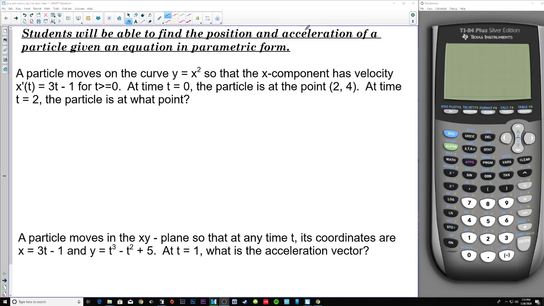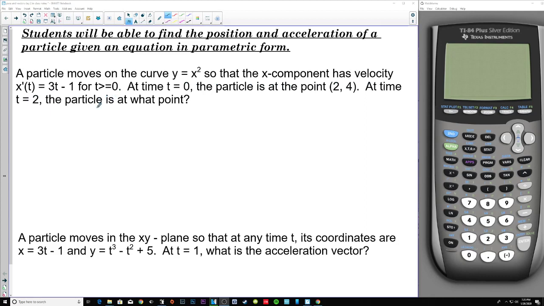Students will be able to find the position and acceleration of a particle given an equation in parametric form. A particle moves on the curve y equals x squared so that the x component has velocity 3t minus 1 for t greater than or equal to 0, and at time t equals 0, the particle is at the point (2, 4). At time t equals 2, the particle is at what point?